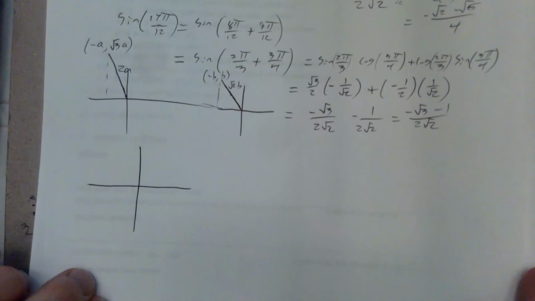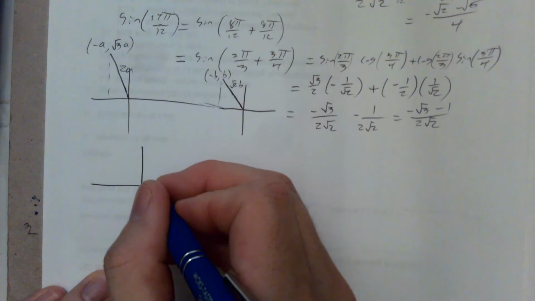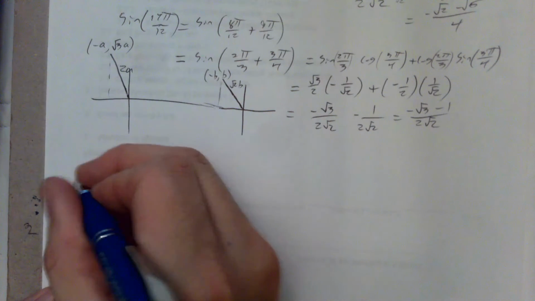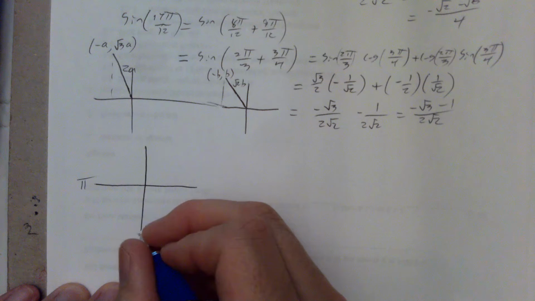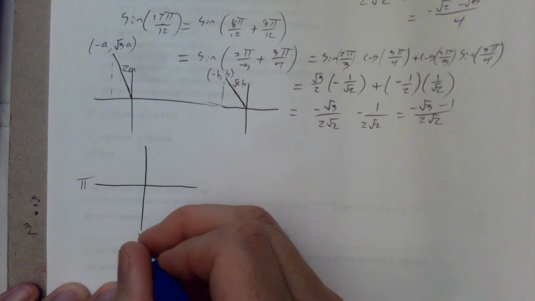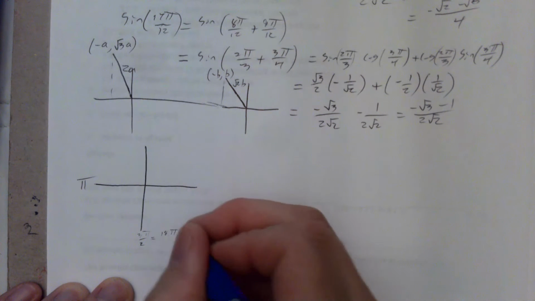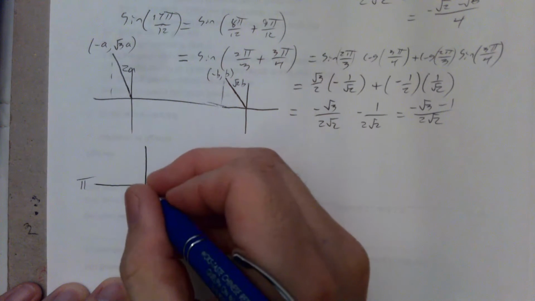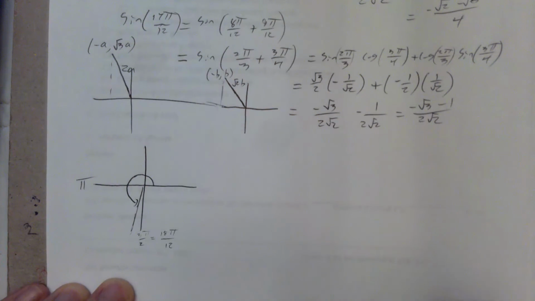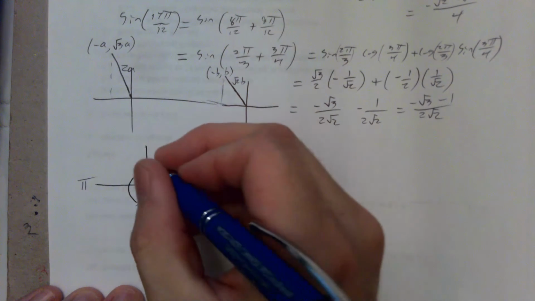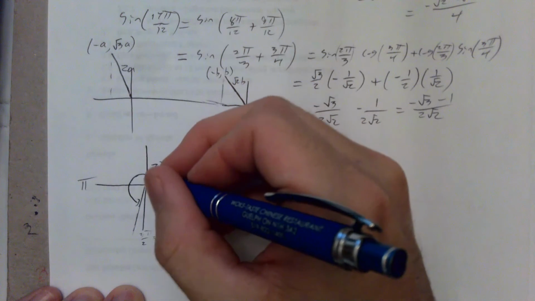Let's see. The original angle was 17 pi by 12, right? So this is pi. That's 12 pi by 12. I guess this being 3 pi by 2 would be 18 pi by 12. So I'm going to sketch my angle right about there. There's 7 pi by 12.